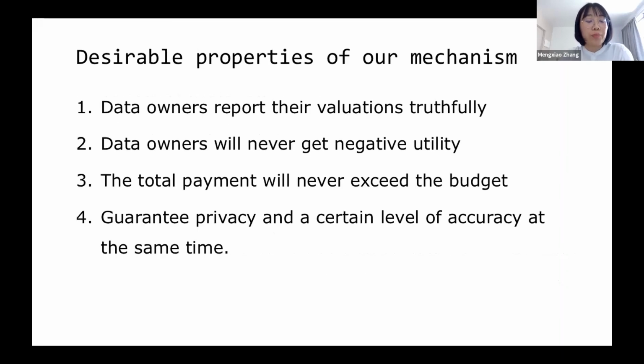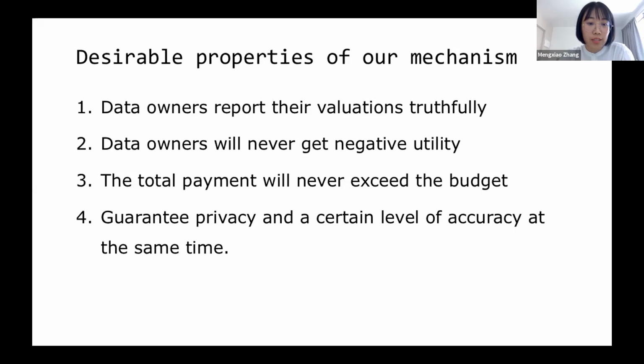Then I would like to summarize the desirable properties of our mechanism so that we can appreciate how powerful the idea is. Actually, our mechanism can address the information asymmetry problem. Firstly, it can ensure that the data owners will report their valuations truthfully. That is because reporting either a value lower or higher than their true valuation cannot lead to a higher extra benefit. So they will just report their true valuations.